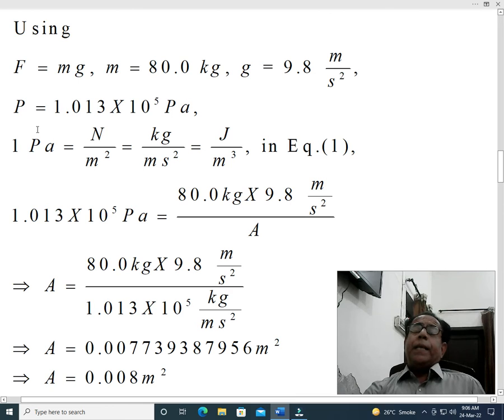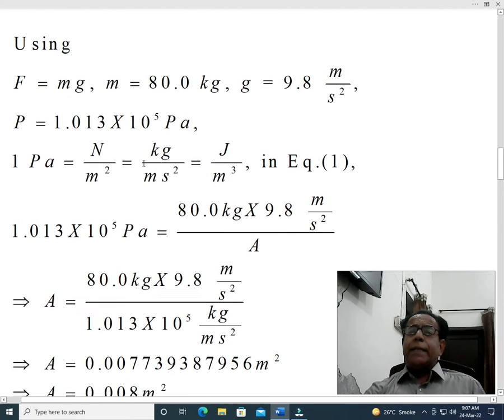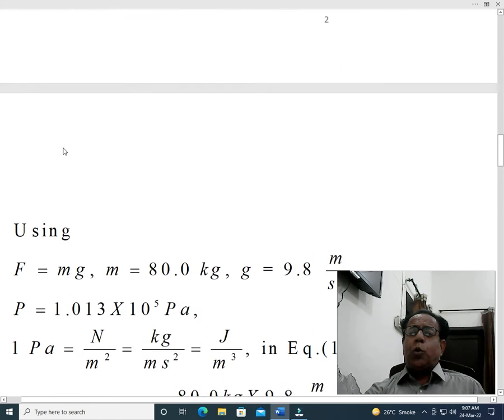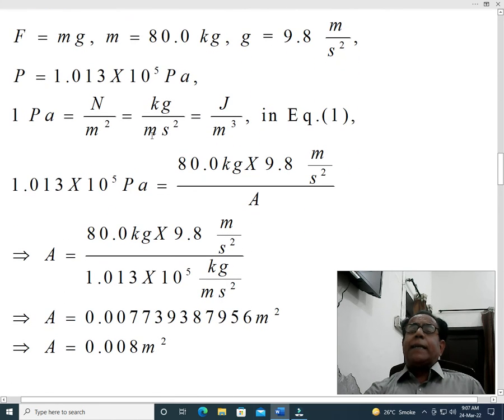Moreover, standard atmospheric pressure has value 1.013 into 10 raised to the power 3 Pascal. For this value we will show a table below. Rather, we will show two tables in this collection. Moreover, 1 Pascal equal to 1 Newton over meter square, as we have described previously, is alternatively equal to kilogram per meter second square.